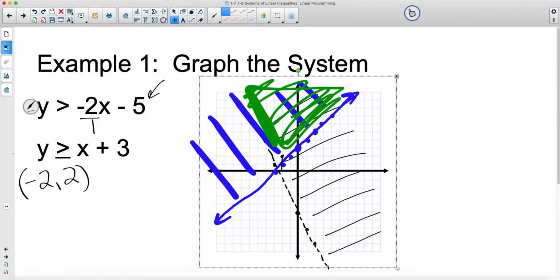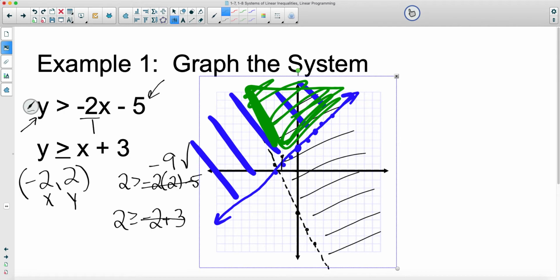So you're going to plug that point in for the x and the y of these two inequalities to see if it works. So the first one here will have 2 is greater than negative 2 times 2 minus 5. So on the right hand side here, we'll have negative 4 minus 5, which is negative 9. Is 2 greater than that? Yes, that one works. So negative 2, 2 works in the first one. Try the second equation. 2 greater than or equal to negative 2 plus 3. So we'll get a 1 over here. So yeah, that works again. So that point is correct, that double shading is correct. So that's just the way you check your point to see if you did it correctly.